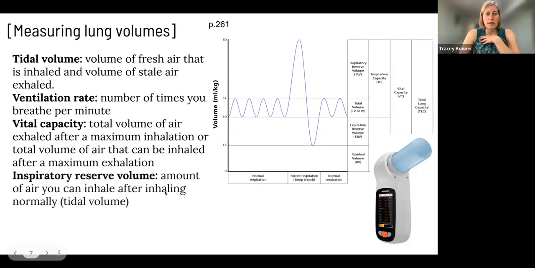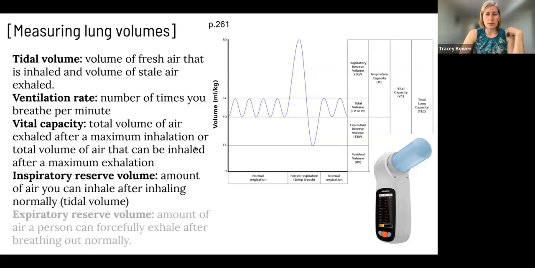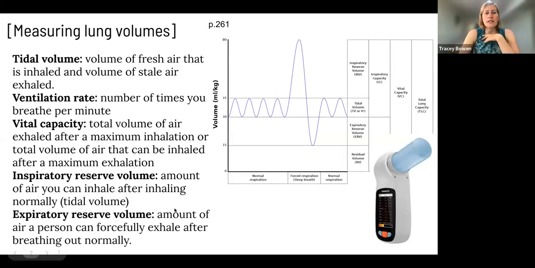And inspiratory reserve volume, so that's the amount of air you can inhale after inhaling normally. So you breathe in, and then you have to breathe in all the way. That would be this peak here. And then the expiratory reserve volume would be the same thing. You breathe out normally and then huff everything else out that you can. So all of these different things are measuring different components of your lung structure and healthiness, but there are different factors that could be measured for lung volumes.